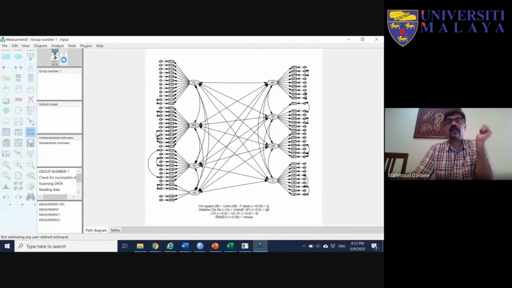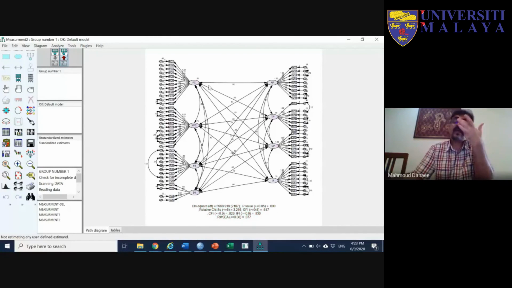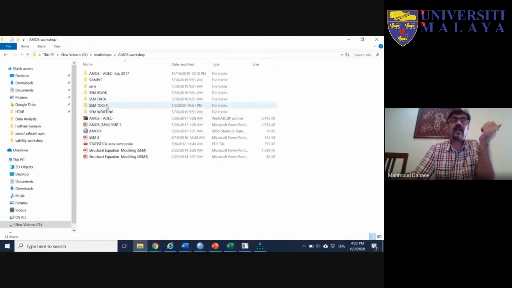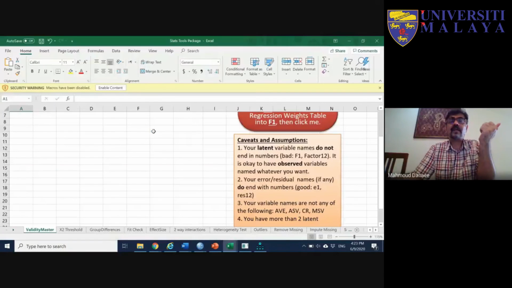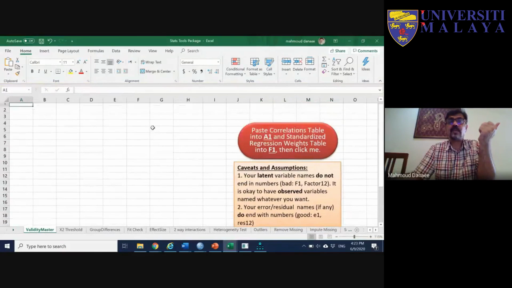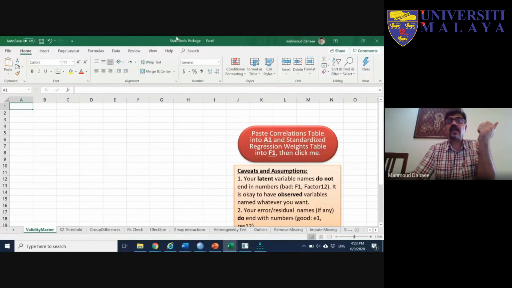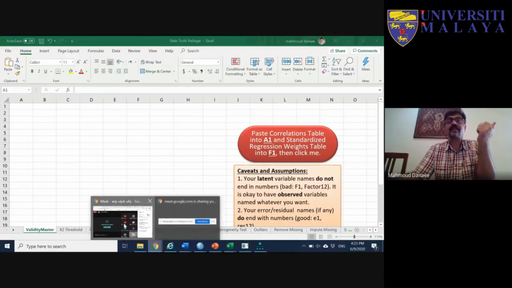So now, look at here, this model still has a problem because it's not fitted. That's why I cannot measure the construct validity, because this model has a lot of problems. So anyhow, if I want to skip and show you how you can measure the construct validity and convergent validity under Amos, then you can use the StatTools package. The StatTools package is from the StatWiki website.